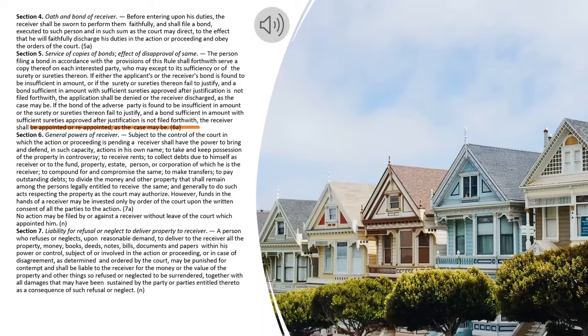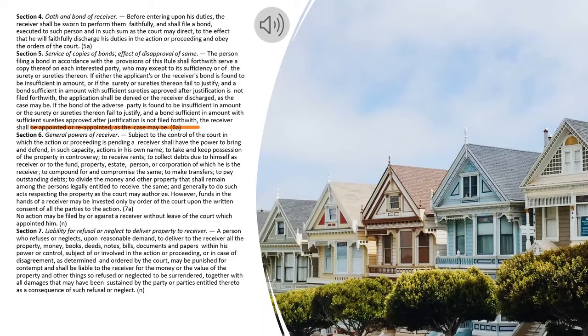If the bond of the adverse party is found to be insufficient in amount, or the surety or sureties thereon fail to justify, and a bond sufficient in amount with sufficient sureties approved after justification is not filed forthwith, the receiver shall be appointed or reappointed, as the case may be.